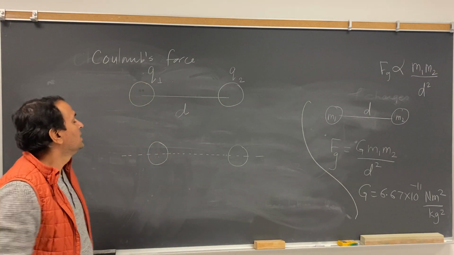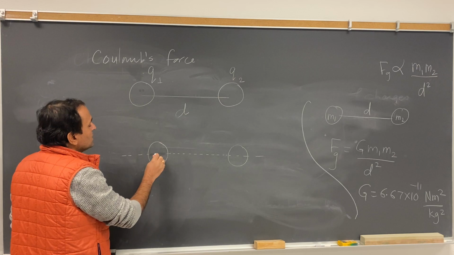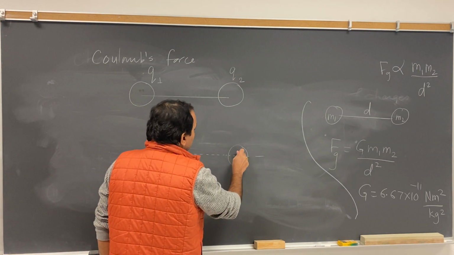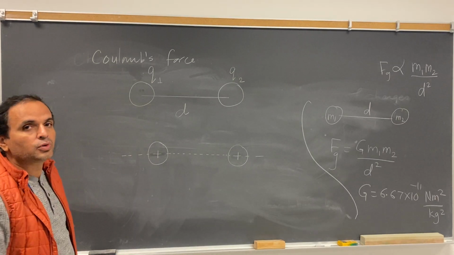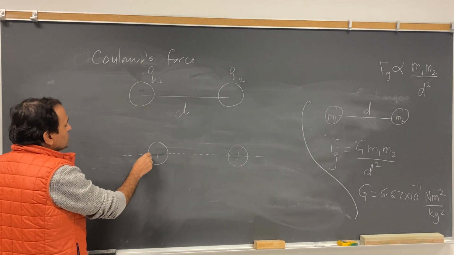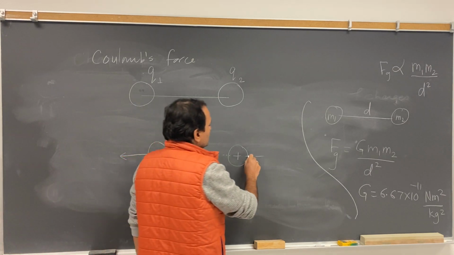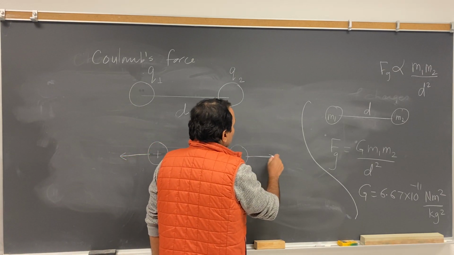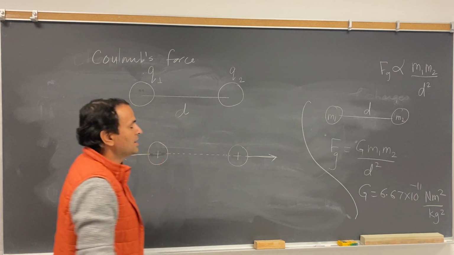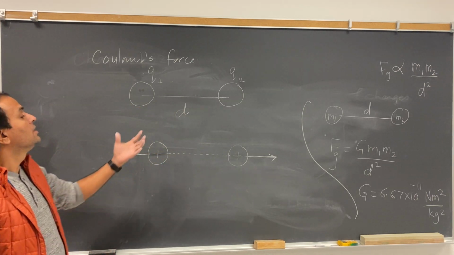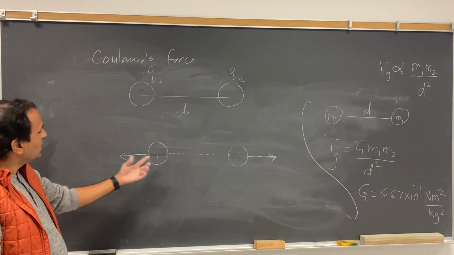But how? It depends. Let us suppose this is a positive charge, and this is also a positive charge. So what is the direction of the Coulomb force then? The direction of the Coulomb force is away from each other, like this. This is the direction of the Coulomb force on each. Because if you have similar charges, they repel each other. That's why you have to draw like this.